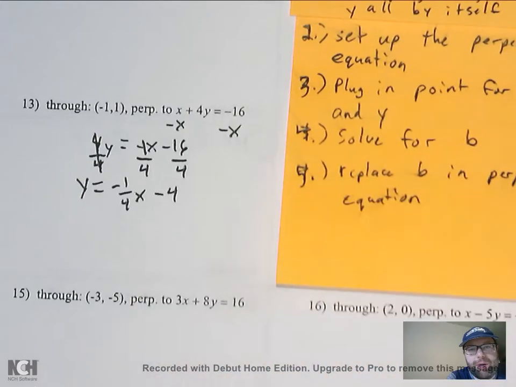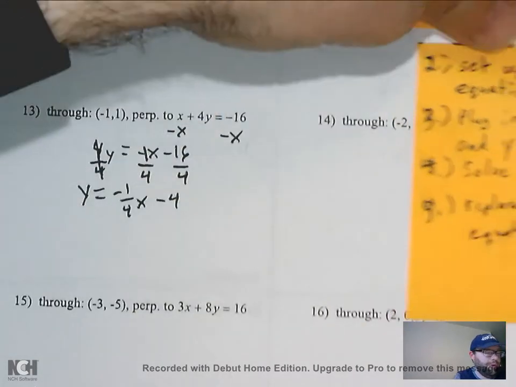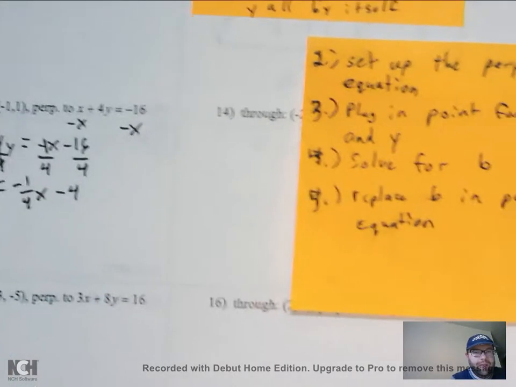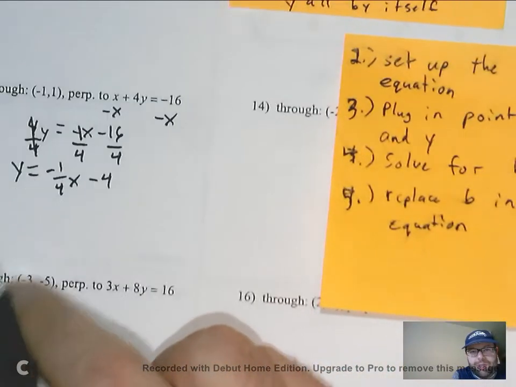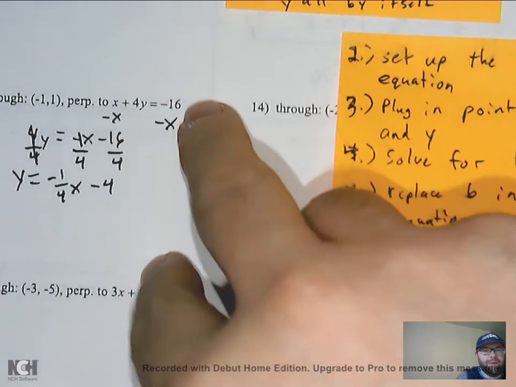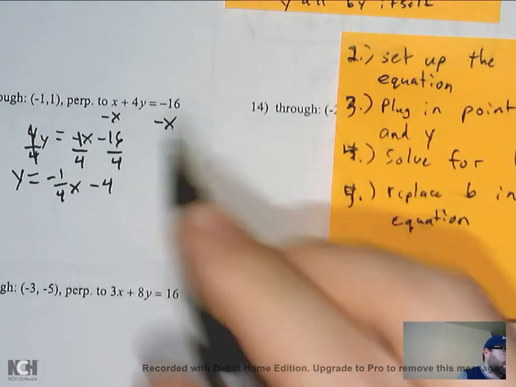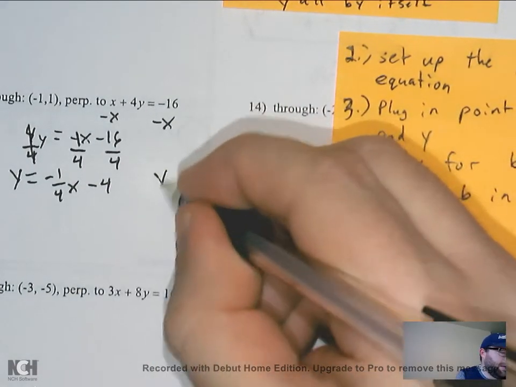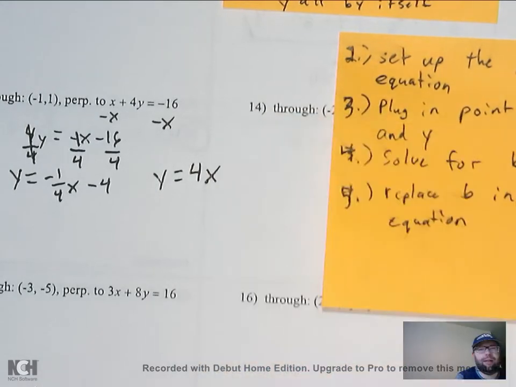Now we're going to set up the perpendicular equation. I'm going to move these over so I have a little bit more room here, and I'm going to set up the perpendicular equation right here. The original slope is negative 1 over 4. Again, to do perpendicular, you flip the fraction and change the sign. So negative 1 over 4 is going to become positive 4 over 1, or just 4x. And then I do not know what the y-intercept is going to be. That's what I need to solve for, so I write it as plus b.